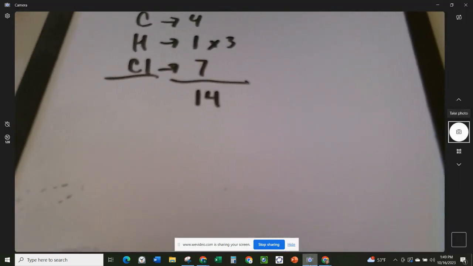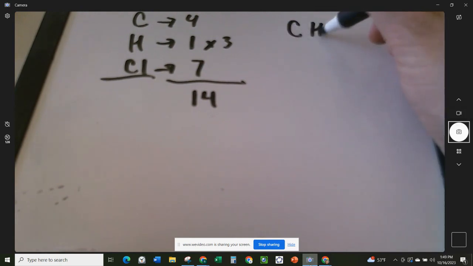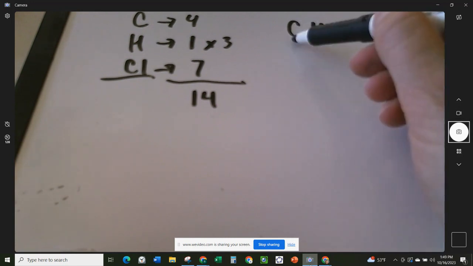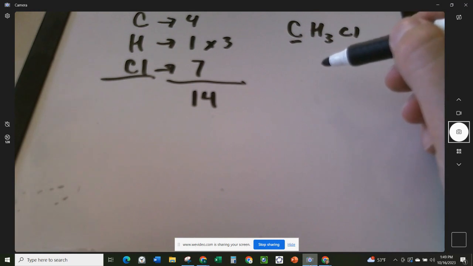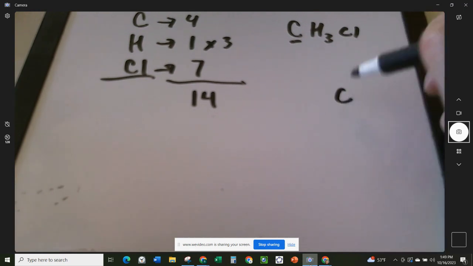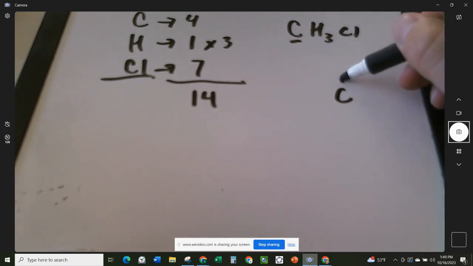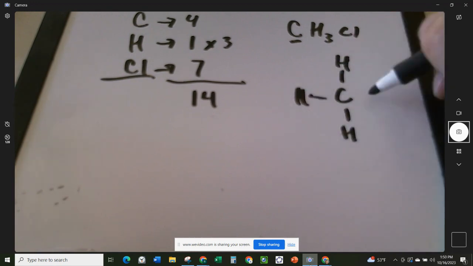So what we're going to do, we have this molecule, CH3Cl. We have to decide which is going to be in the middle. So if we have carbon, that's probably the best bet. If we only have one carbon, that's probably going to be the best bet to put in the middle. So let's go ahead and do that. We're going to put the other things around the carbon. So we've got 3 hydrogens. It doesn't really matter where they go. And then we have a chlorine.